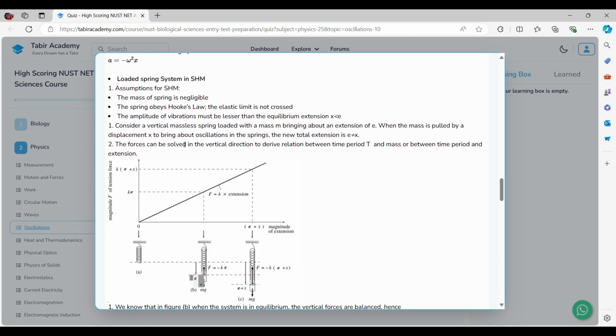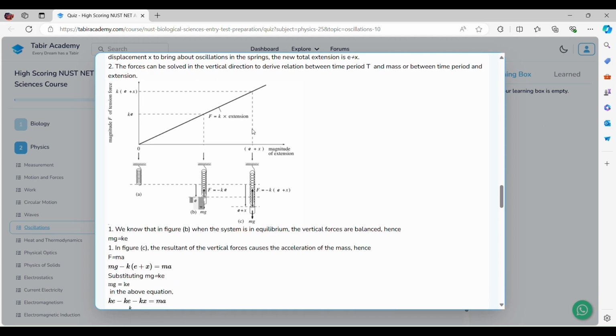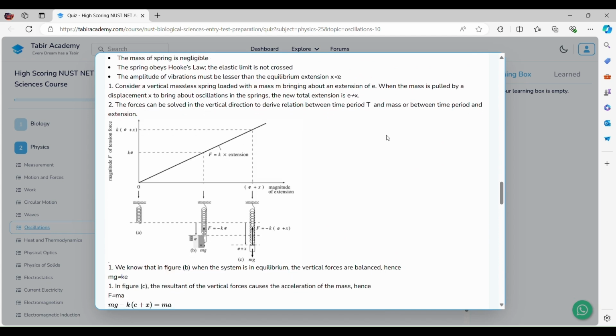Consider a vertical massless spring loaded with a mass m, bringing about an extension of e. When the mass is pulled by displacement x to bring about oscillations in the spring, the new total extension is e plus x. The forces can be solved in the vertical direction to derive the relation between time period T and mass, or between time period and extension. You can refer to these graphs.